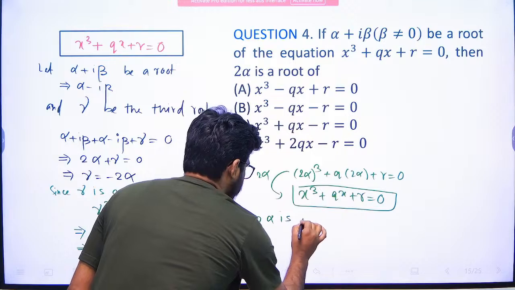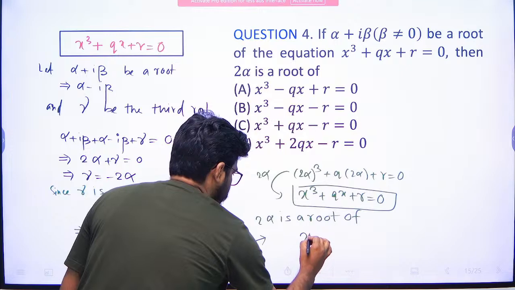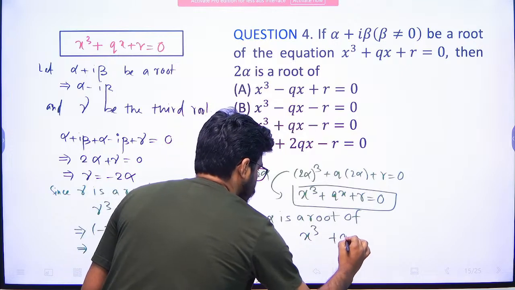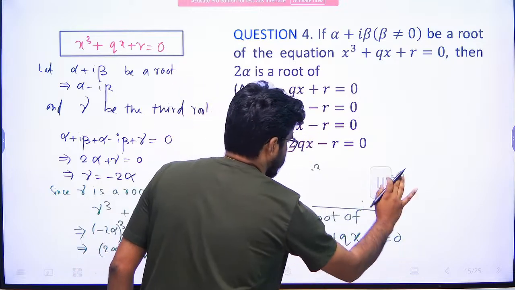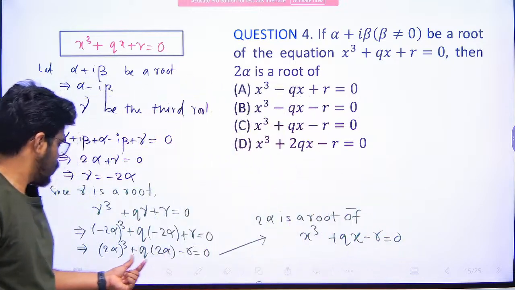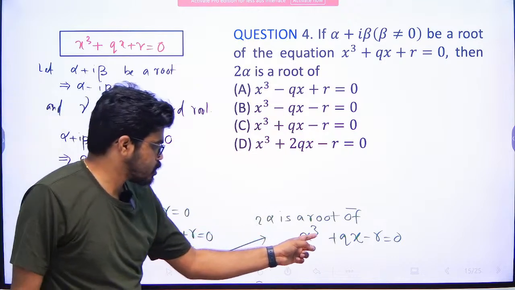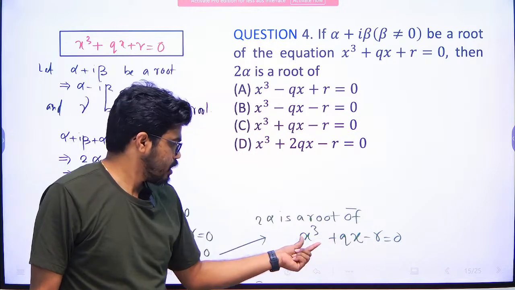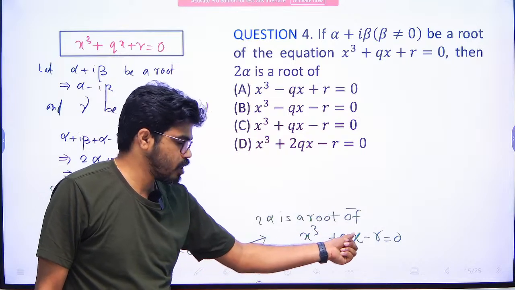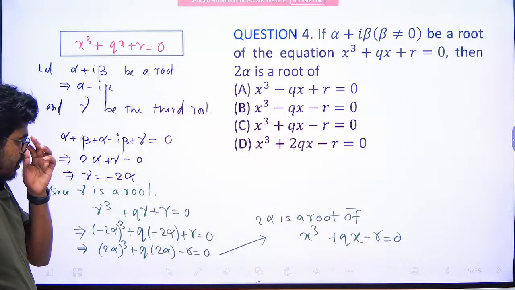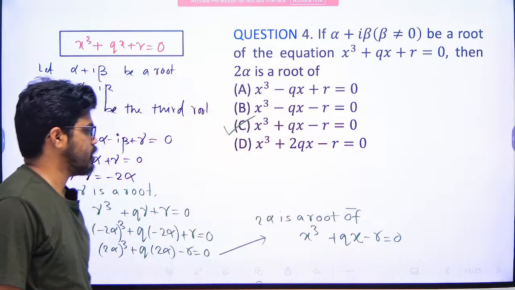So 2 alpha is a root of the equation x cube plus qx minus r is equal to 0. Getting my point? Okay, just see what do we get. 2 alpha cube plus q into 2 alpha minus r is equal to 0. That means if 2 alpha is the root of this equation, then the equation is x cube plus qx minus r is equal to 0. Option C is the correct answer.